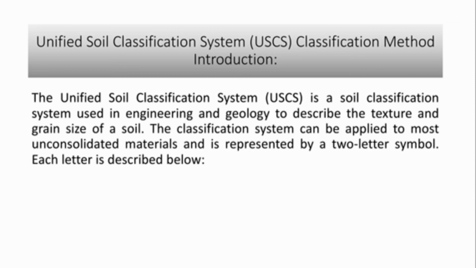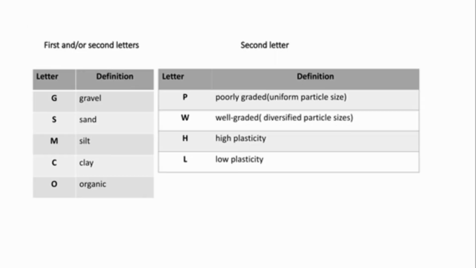Next is the Unified Soil Classification System, the USCS classification method. Introduction: the Unified Soil Classification System, USCS, is a soil classification system used in engineering and geology to describe the texture and grain size of soil. The classification system can be applied to most unconsolidated materials and is represented by a two-letter symbol. Each letter is described below.